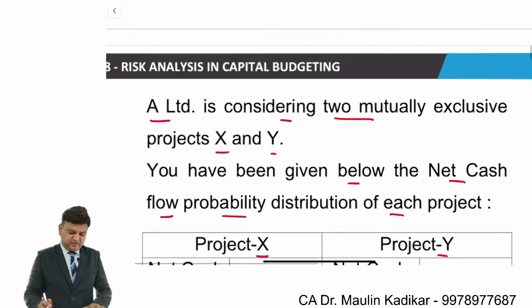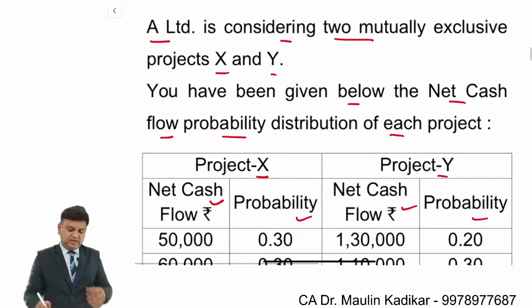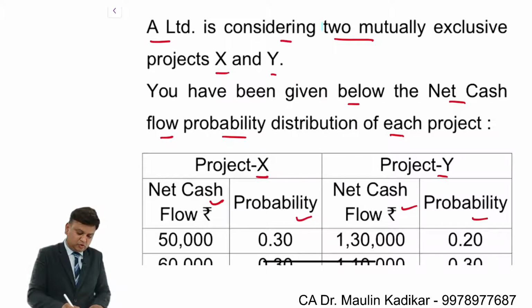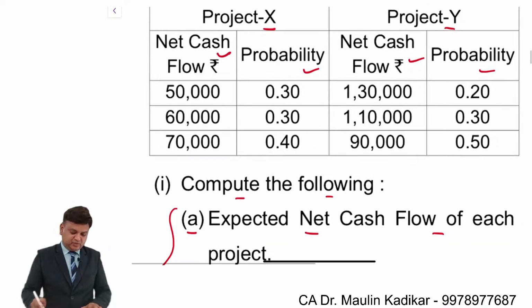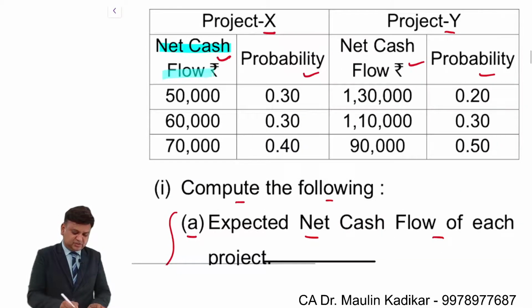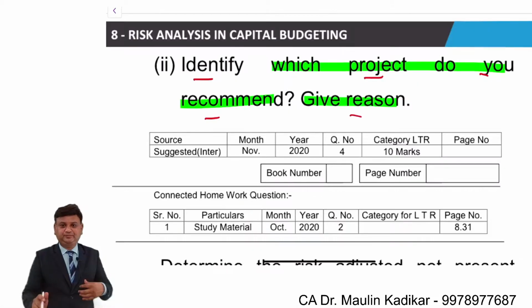And you can see that even the first line of the question says that A Limited is considering two mutually exclusive projects. So both of them cannot be accepted simultaneously. You have to accept only one of them. And friends, over here you are required to make the selection of the project based on the cash flows only. Friends, the kind of question that we have recently done was asked in intermediate examination of November 20, question number 4, and it was asked for 10 marks.